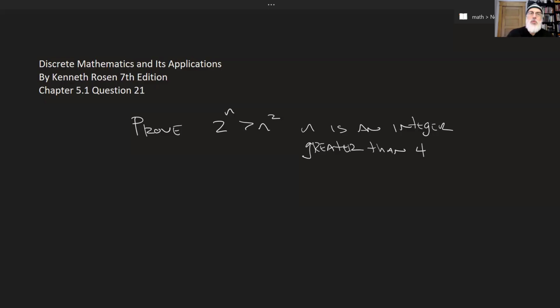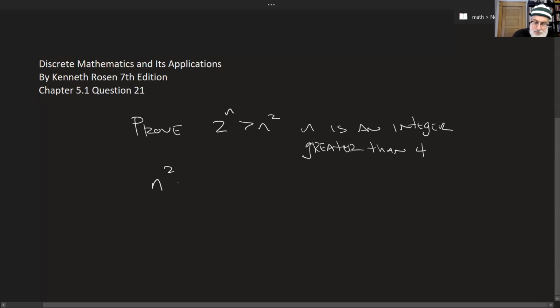Welcome. We are going to do another induction proof here, taken from Discrete Mathematics and its Applications by Kenneth Rosen. I'm using the 7th edition, which means that I am out of chapter 5.1, and this is question 21. The question asks us to prove that 2 to the n is greater than n squared for integers n greater than 4.